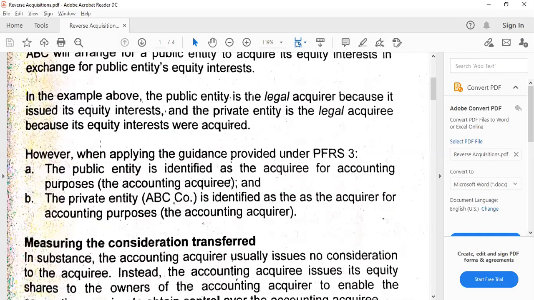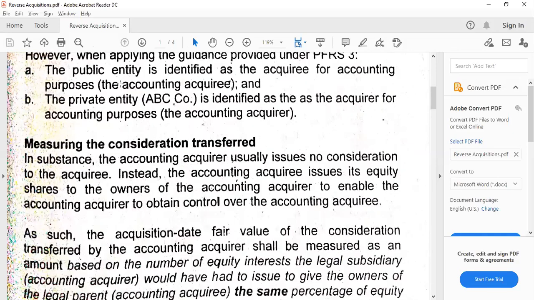All right, so however, when applying the guidance provided under PFRS 3, business combinations revised, so we all know these things now. We think of the opposites. Next, how do we measure the consideration transferred? Normally, if we think of the conventional or usual business combinations or acquisitions, remember guys, we just analyze the problem, look for the details of what were the considerations or the values transferred by the parent or acquirer in order to acquire the acquiree or subsidiary. So that's how it goes.